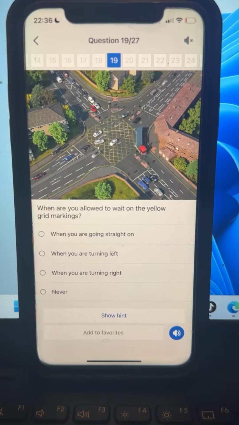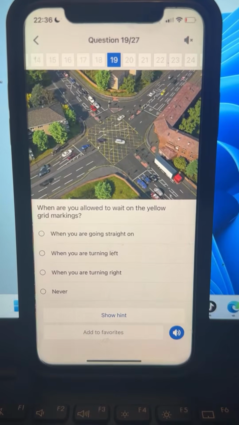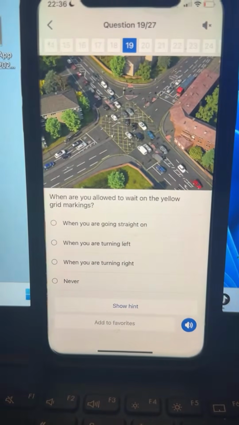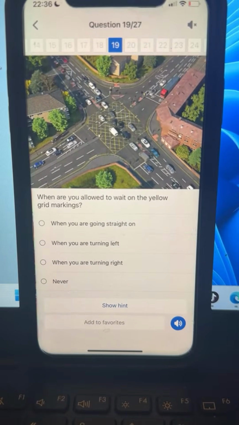Okay? When are you allowed to wait on the yellow box junction or grid marking? When? Which case? Just watch the behavior of the traffic. Who is waiting in there?